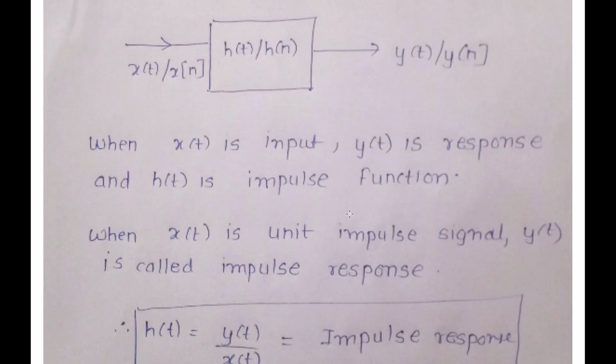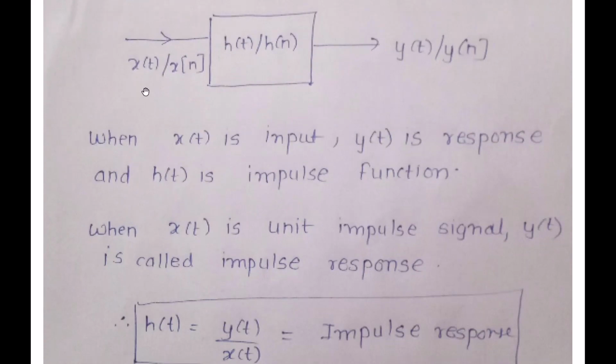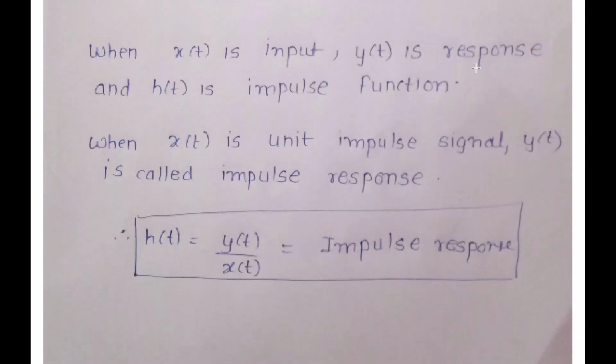Please be very clear with these terminologies. X of t is a continuous time signal, x of n is a discrete time signal, in the input domain. H of t, h of n is the impulse function, and y of t or y of n, in continuous time or in discrete domain, is the output response. I hope I am very clear to you. If x of t is a unit impulse signal and y of t is the unit impulse response, my h of t will again be y of t upon x of t, an impulse response itself.